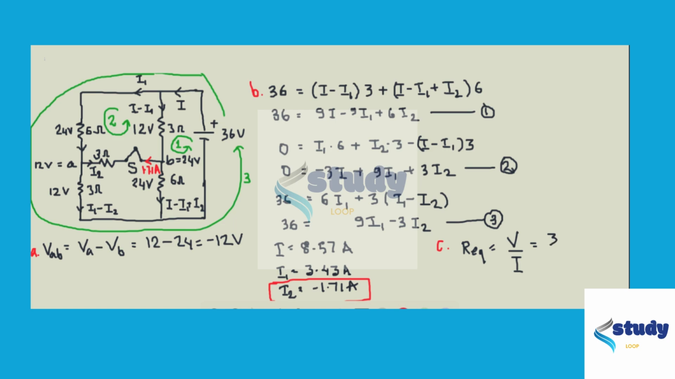So voltage is 36. Now the current that passes through the battery is 8.57. If you divide, this comes out to be 4.2 ohms. Hence, we also found the equivalent resistance of the circuit, and this is the solution to this question. Thank you for watching.